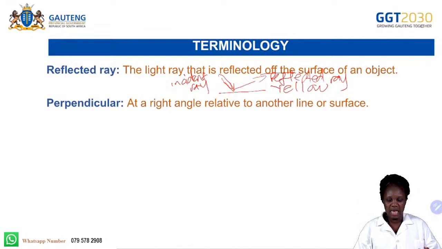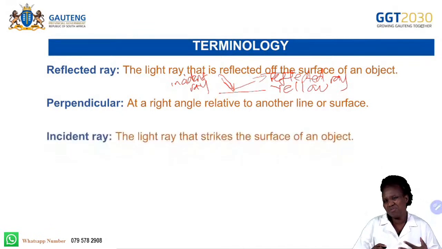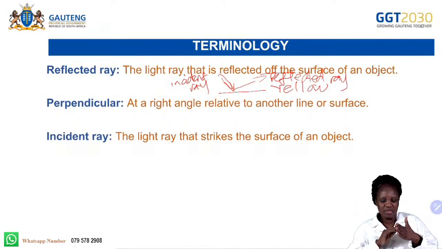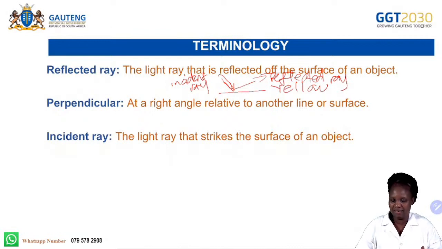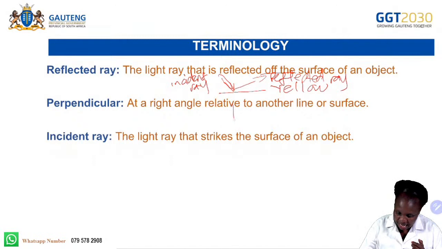Okay. And then we've got another word here, perpendicular. All right. What do you mean when we say perpendicular? For example, at a right angle relative to another line or surface. All right. That is perpendicular. A line that is perpendicular to another, there will be an angle, for example, a right angle. Okay. If this line is perpendicular to this one, then it's going to form a right angle.